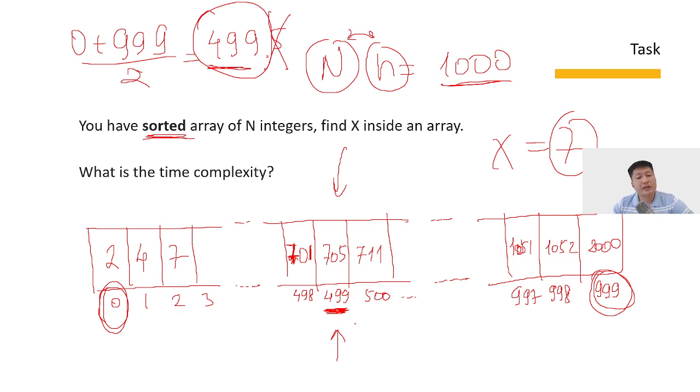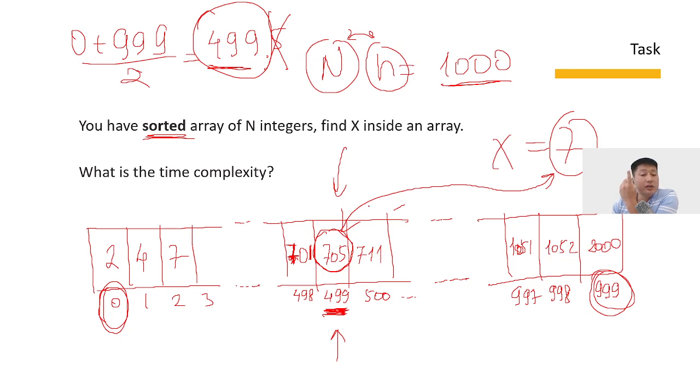We take the value in the middle of the array and compare it with our 7, with our x. Are they equal? No. How many operations did we do? Only one operation. We just compared 705 with our 7, and we see that our x is smaller than 705.